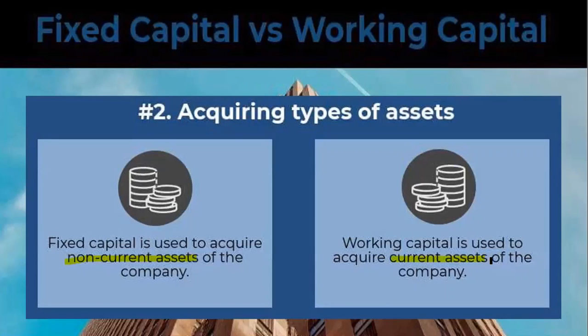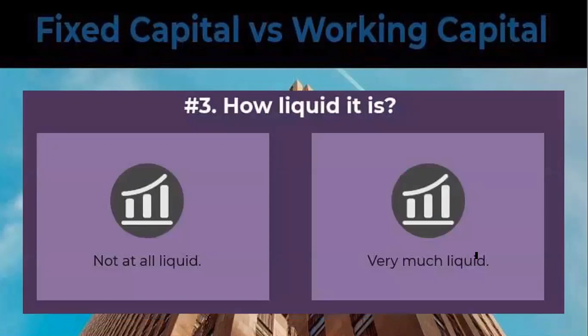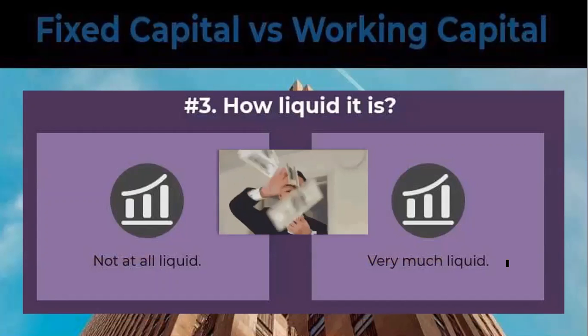Remember that current assets are assets that you can sell immediately and make money very fast. They can be small things or inventory, for example. Here we are again with the word liquid. Fixed capital is not at all liquid, no cash. Working capital, very much liquid. When talking about liquid, we're talking about cash. Money that you have right away in your pocket, in your office, in the bank.